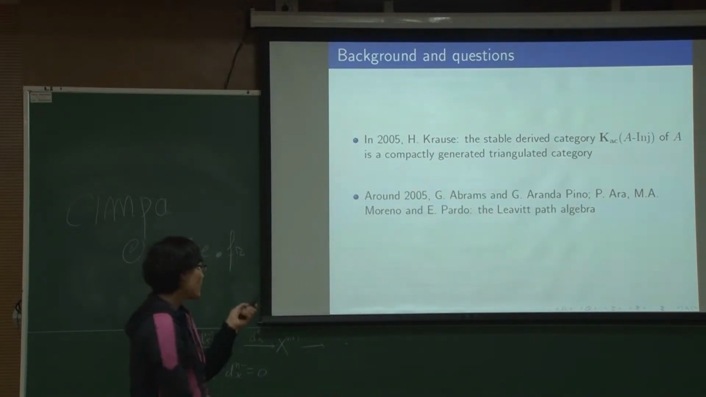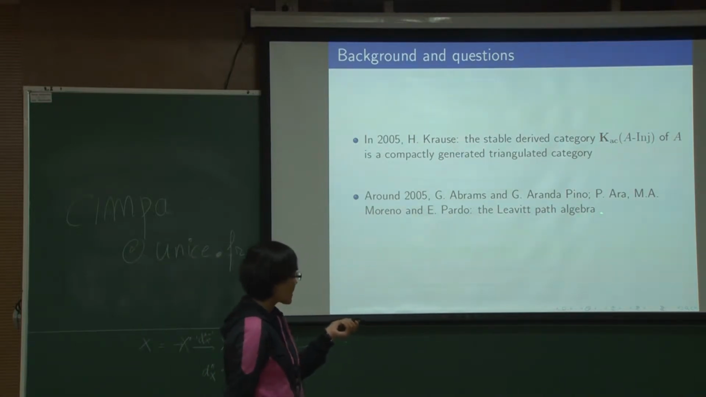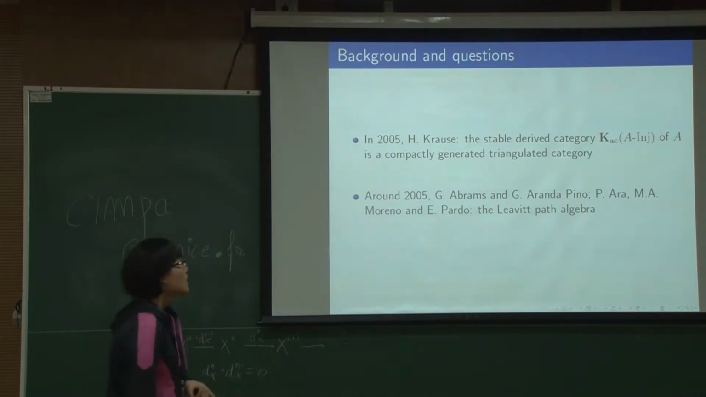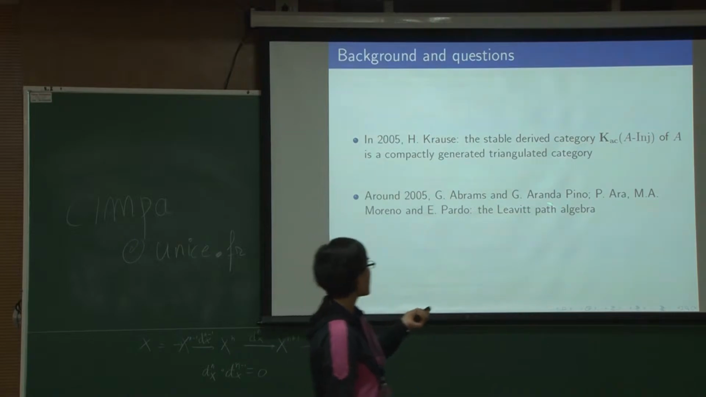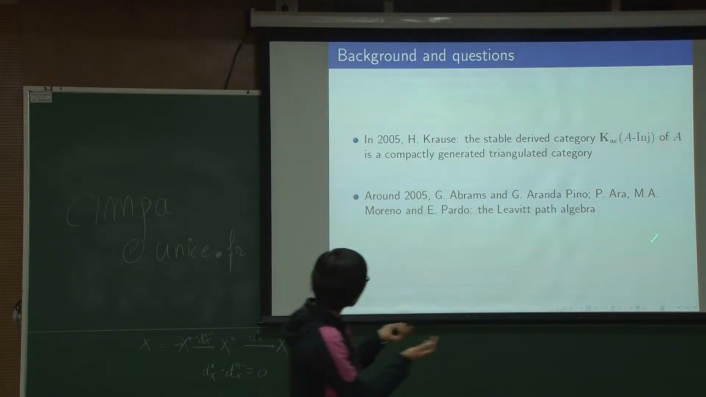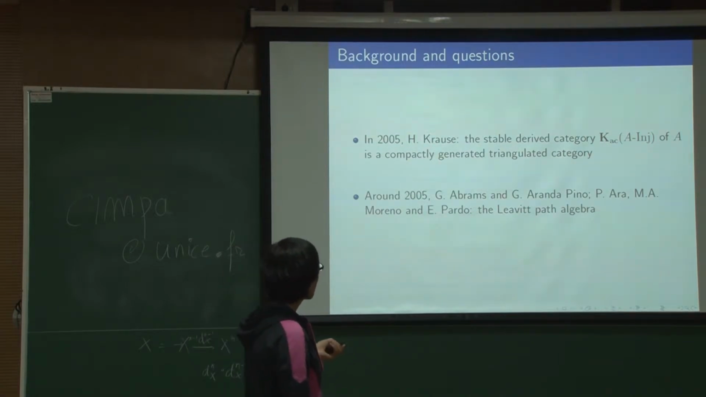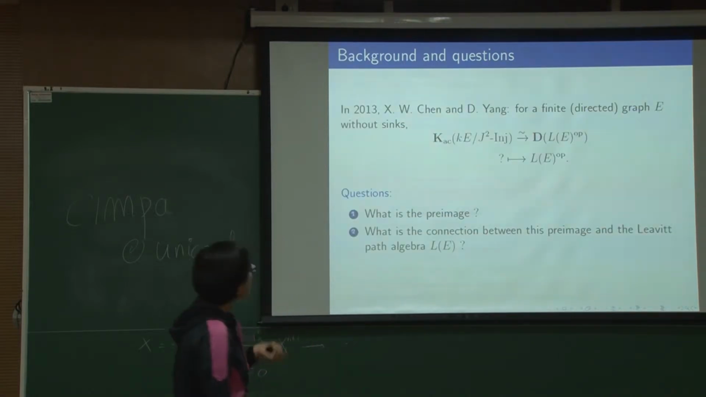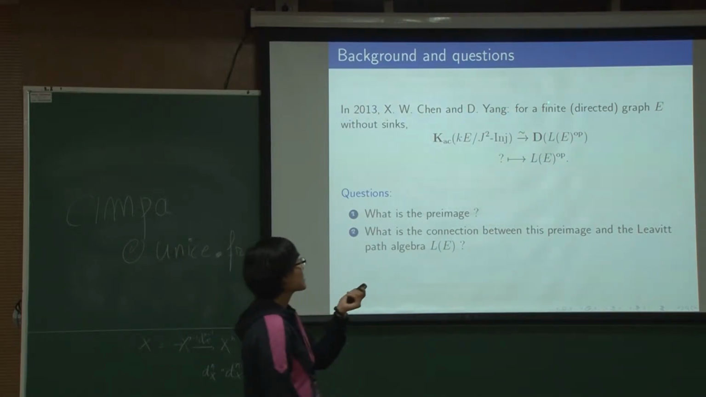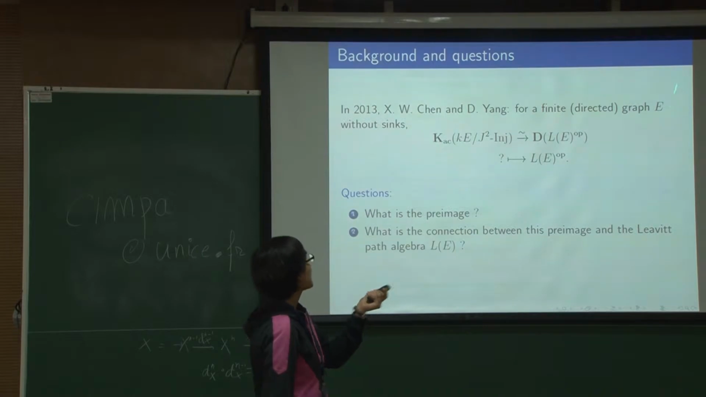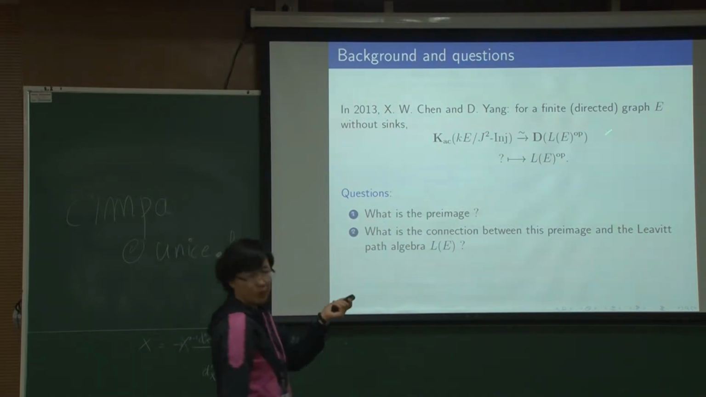So we know that at this moment we have the Leavitt path algebras of graphs. They were introduced by Abrams, Aranda Pino, and Ara, Moreno, Pardo. Professors Chen and Yang have a result like this. They just consider a finite directed graph E without sinks. They have this triangulated equivalence.